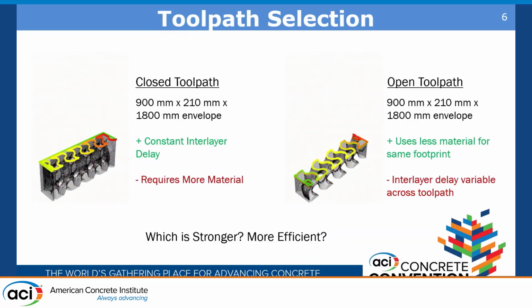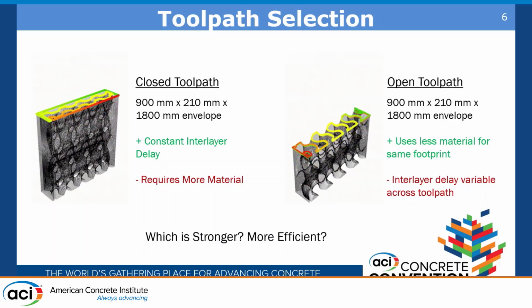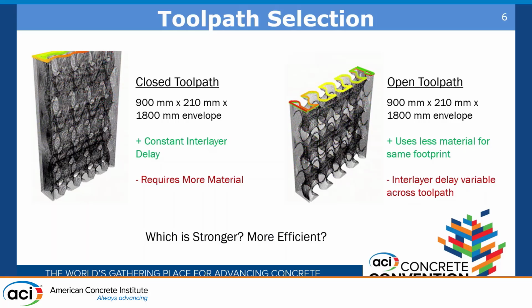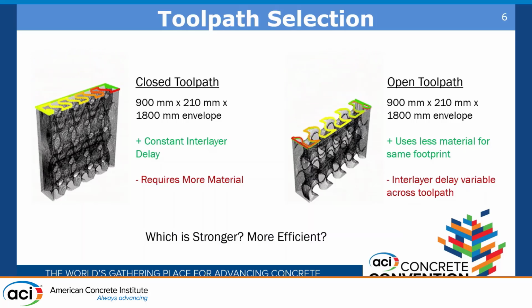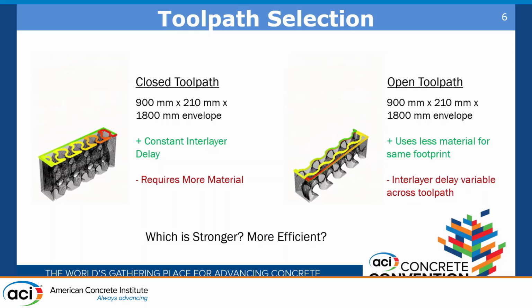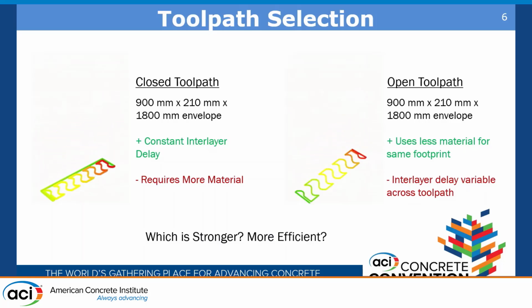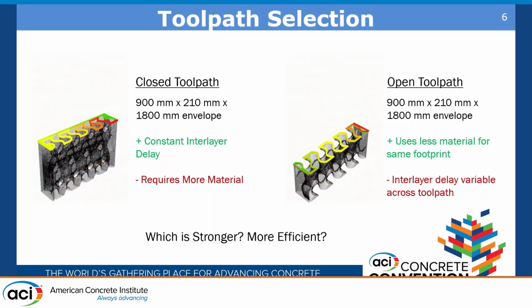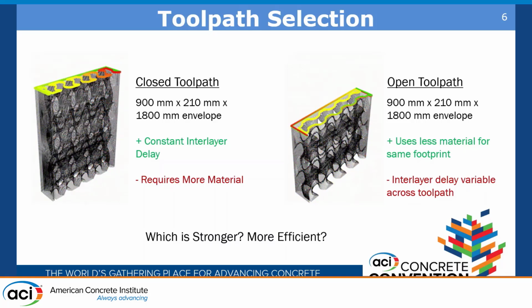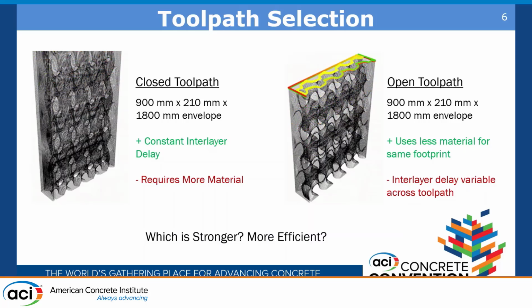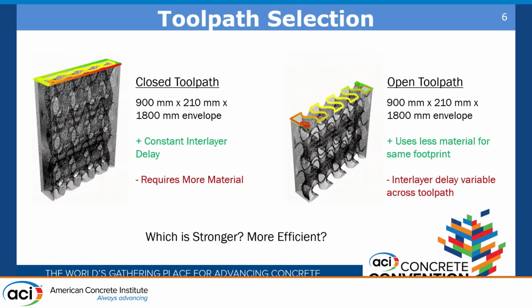As far as our toolpath selection, we decided to compare two major designs, a closed toolpath and an open toolpath. A closed toolpath is one where the beginning and end of each layer are at the same point, creating a fully closed circuit across each layer in the z-axis. This leads to a near constant interlayer delay between the different layers, as the extrusion nozzle is reaching the same point at roughly the same time for each separate layer.